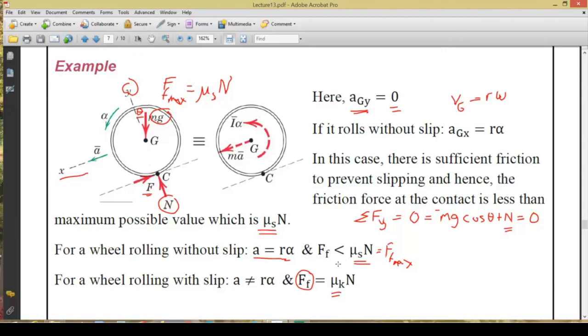So we need to find equations to check if this friction force at the instant of this motion is less than the maximum friction force. If it is less than that, no problem. Then there's no slip. The wheel rolls without slip. If it is more than that, if the friction force required for the wheel to roll without slip is more than the maximum friction force, then slippage occurs and the friction force is calculated by using the kinetic friction coefficient.